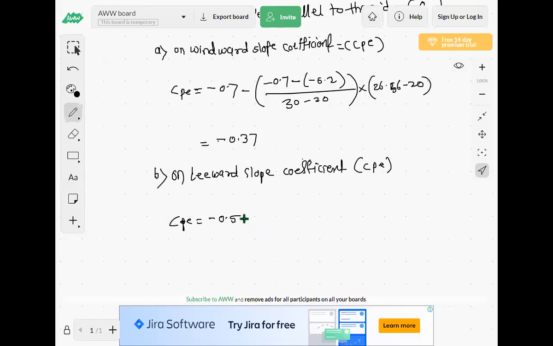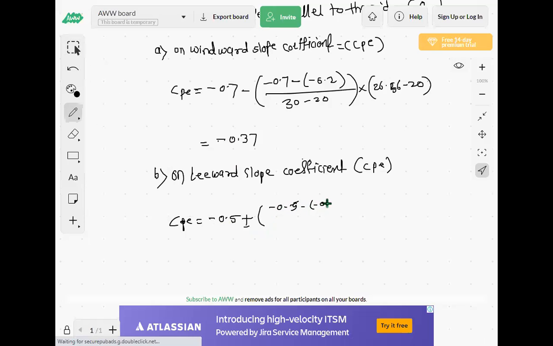or we can write here plus minus 0.5 minus 0.5 divided by 30 minus 20 into 26.56 minus 20. So this answer will be again minus 0.5. Here we can write plus minus because this term is 0.